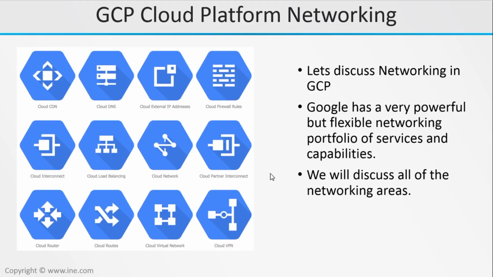The Google Cloud Platform has a very robust networking feature set. We'll talk about each of these features listed over to the left here, like content delivery, Cloud DNS, IP addresses, specifically external IPs, and why they're important to understand as well. We'll talk about firewalls, load balancing, what is Cloud Interconnect, Partner Interconnect, Cloud Router, Cloud Routes, Virtual Networks, and Cloud VPN.